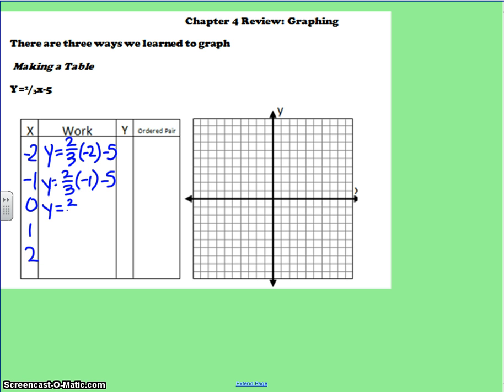I know in Mrs. Novotny's class, you guys, we picked -3, 0, 3, and 6. And remember, you can pick any values you want, but we figured picking these values would be a good opportunity to review some fractions, which we will see on the final.